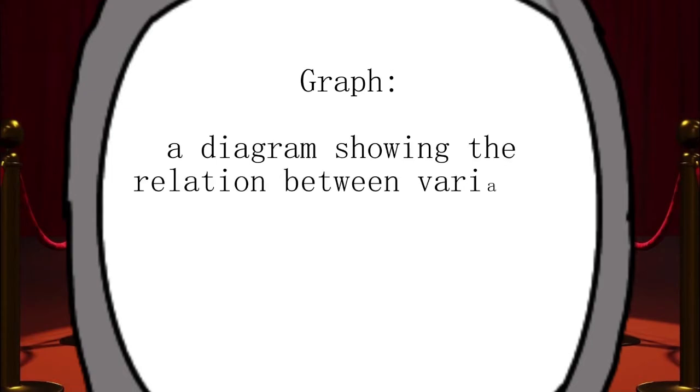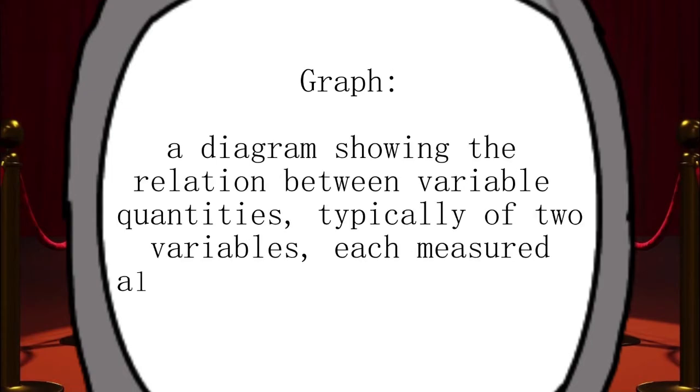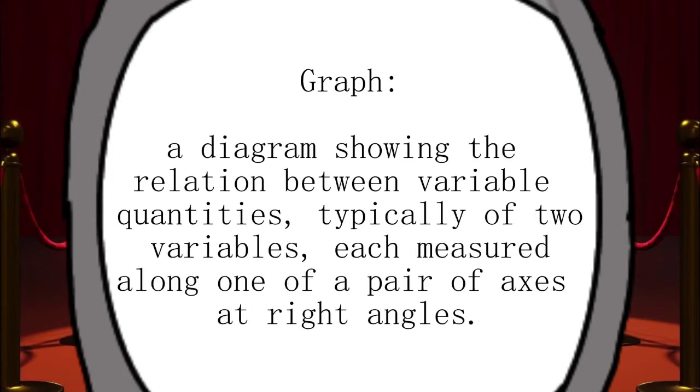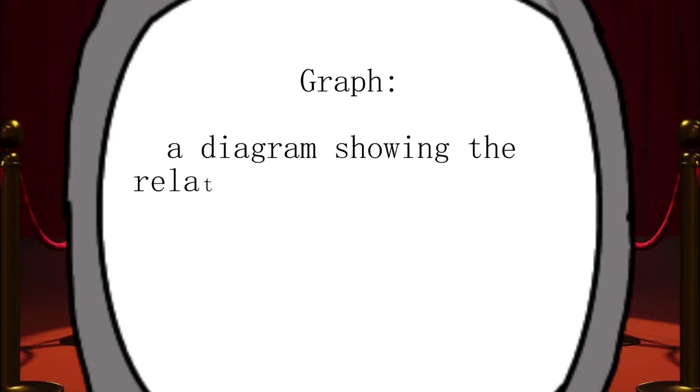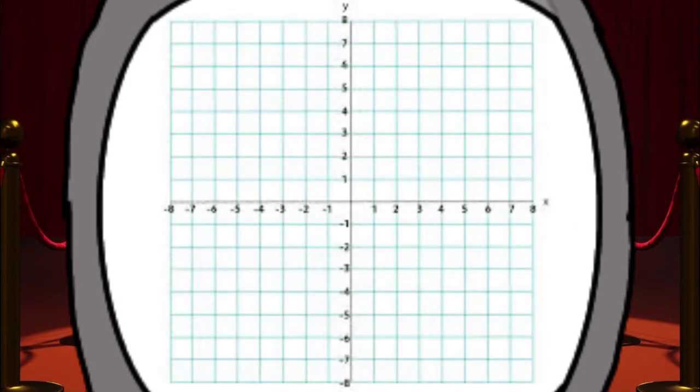To figure out slope, we have to know, what is a graph? A graph is a diagram showing the relation between variable quantities, typically of two variables, each measured along one of a pair of axes at right angles. Transitioning to graph. A slope is practically 2 points, or variables, with a line connecting them, and comparing the 2 points is key to know the slope of something.